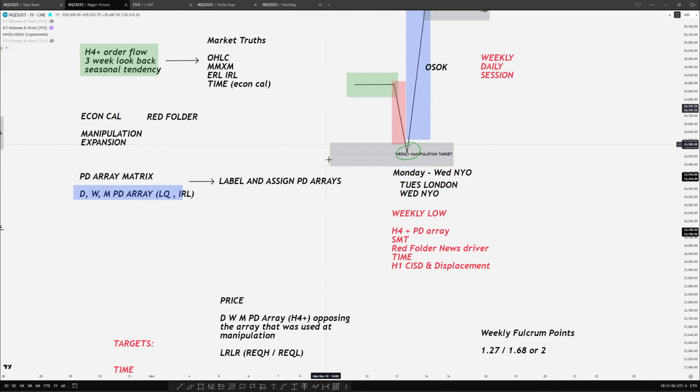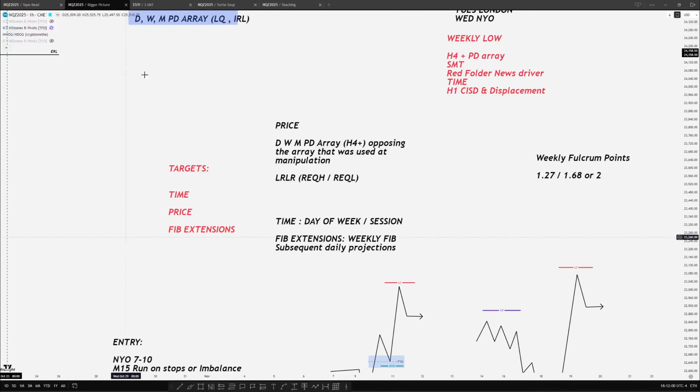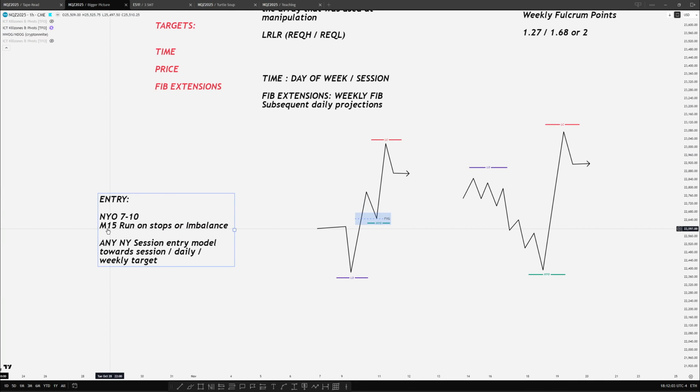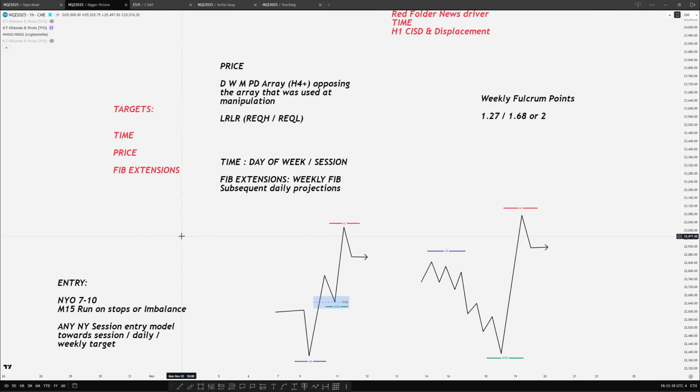So just how we talked about up here, it has to be preferably a daily, weekly, or monthly PD array. When we talk about the session, it's normally going to be at a minimum a 15-minute PD array or higher. You normally look for a 15-minute or an H1, so only two time frames you look for during the session. You're looking for a weekly low, daily, weekly, monthly, 4-hour plus. On a session perspective, it's an M15 or an H1, right?